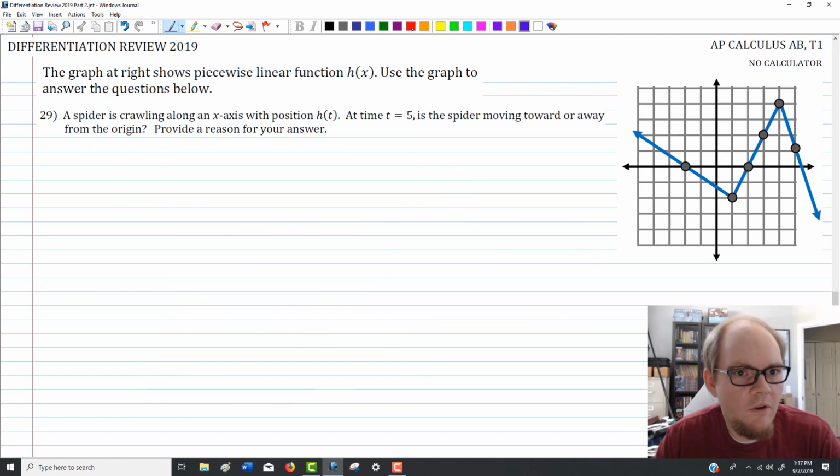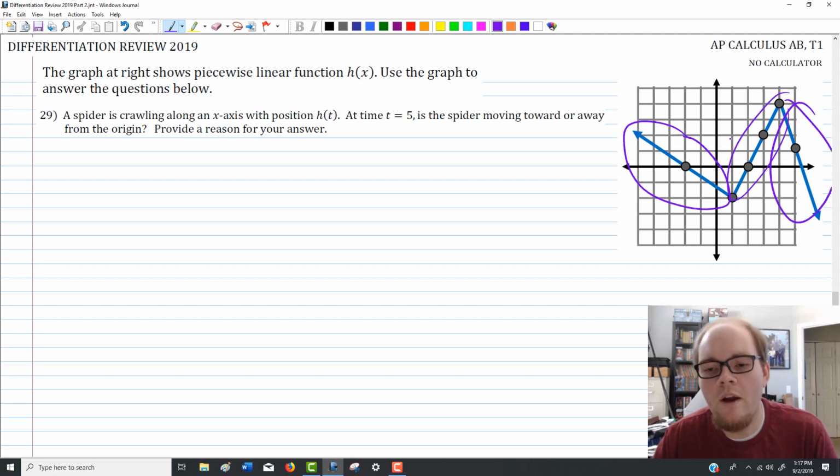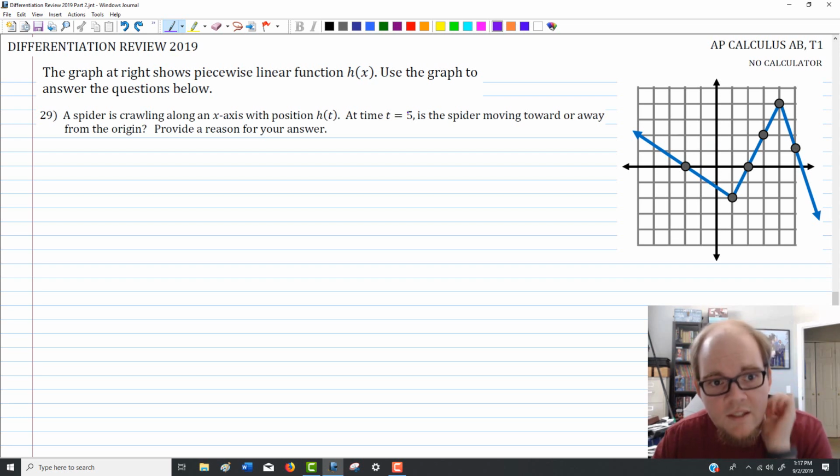Finally, for this graphical question, it brings us to question 29. It says there's a spider crawling along an x-axis with position h of t. So interestingly enough, this graph is going to describe where a spider is along some sort of axis. It says at t equals 5, is the spider moving toward or away from the origin?